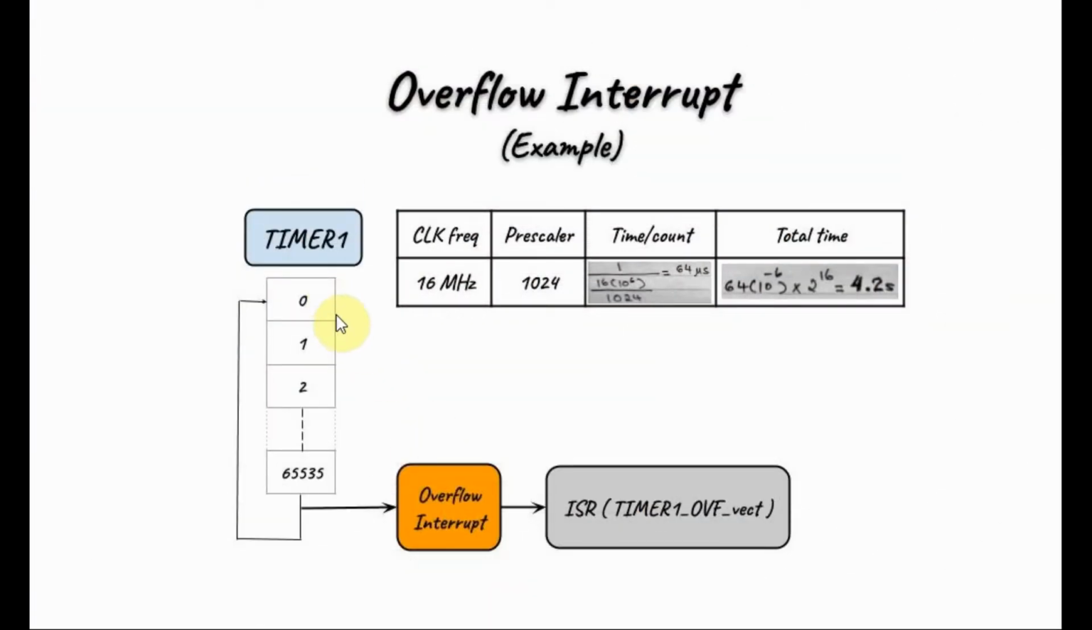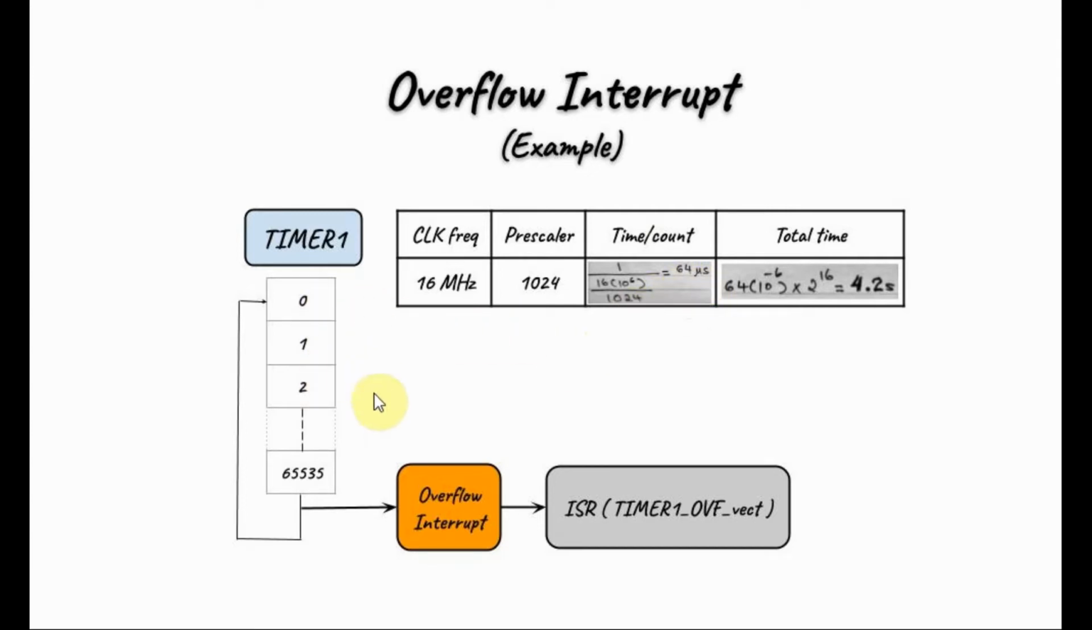Now let's calculate the time it takes for timer 1 to finish all of these counts. We know that the clock frequency is 16 MHz, and if we choose a prescaler value of 1024, the time per count or per increment is done through this equation here, which gives us a time of 64 microseconds. So the time it takes per increment is 64 microseconds.